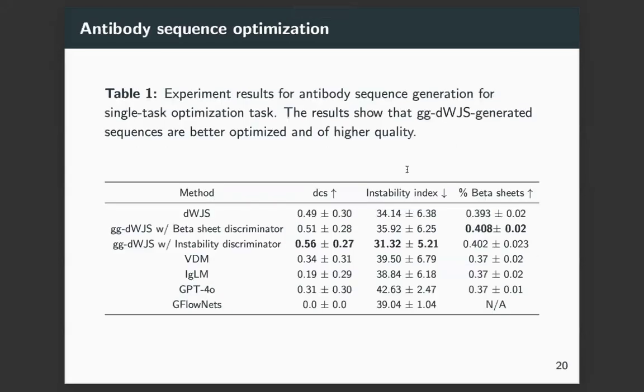Then we tried the exact same experiments that the walk jump sampling paper did. So you can see the discrete walk jump sampling paper, DCS. I probably should take a while to also explain what DCS is. DCS is going to be similar to FID for images. It basically tells us how close the antibody sequences are to the original data set, as well as how antibody-like the generated sequences are.